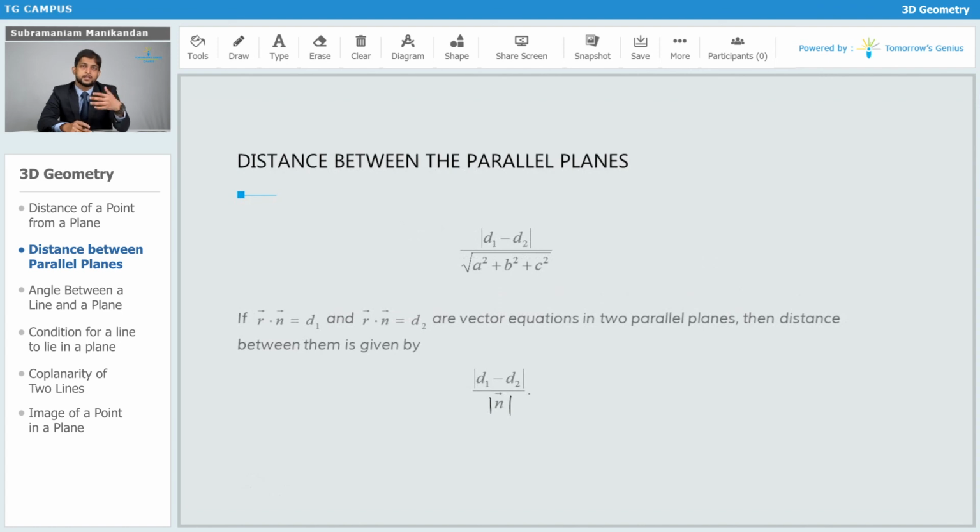It's not the shortest distance, it is the distance between parallel lines, is given by c1 minus c2 divided by the square root of the sum of the squares of x and y coefficients. So if r bar dot n bar equals d1 and r bar dot n bar equals d2 are the vector equations of parallel planes, the distance between them is given by the magnitude of d1 minus d2 divided by the magnitude of the vector n bar, which is the vector normal to the two planes.